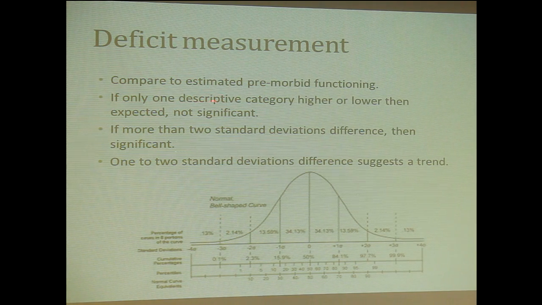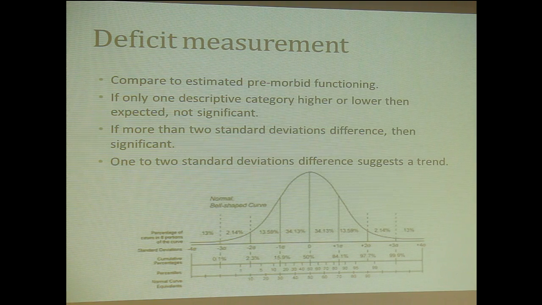If there's only one descriptive category higher or lower than expected, it's not significant. So let's say you're expecting the person to perform in the average range, and you do a test and they perform in the lower average range. That's not significant, because that could just be due to errors of measurement. It could be due to a number of factors.